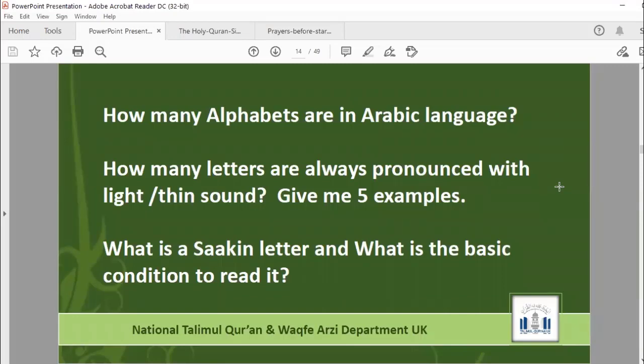Yes, that's correct. Then the second one, 5 letters which are thin would be ba. No. First, let me know how many letters are always pronounced with light or thin sound. So there's 7 thick and 3 variable. So that's 3 and 7 is 7, 8, 9, 10. Yeah. So 19 letters are always light, thin. Yes, excellent. And can you please give me 5 examples which you think are thin letters?